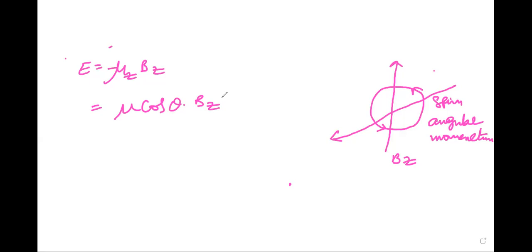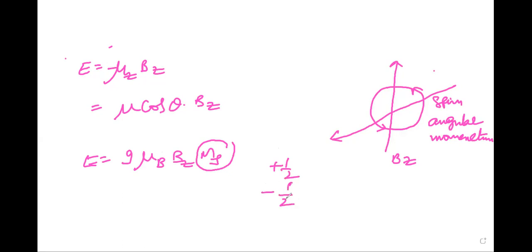So we know the value of mu, that is the Bohr magneton. Then finally these values are substituted for Bz and mu. Then E is equal to g into mu b into Bz into ms. Since the spin magnetic moment ms values are either plus 1 by 2 or minus 1 by 2, you can write the energy for plus 1 by 2 and the energy for minus 1 by 2.